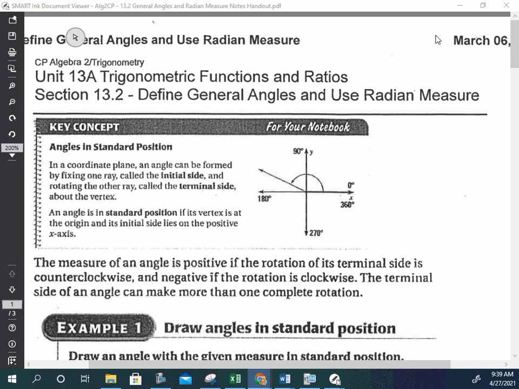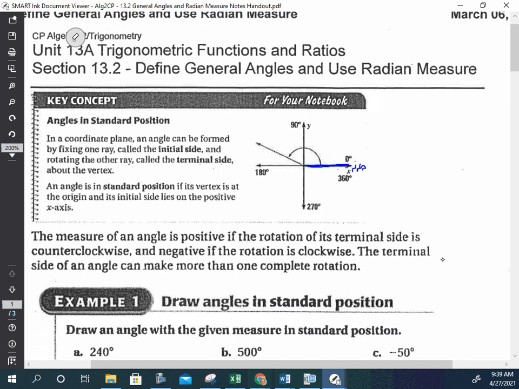So in order for us to do trig going around the circle, we first have to learn how to work with angles going around the circle. So we're going to start with identifying an angle. So if we put an angle on a graph, the start of the angle, which is called the initial side, so you have the initial side to an angle.